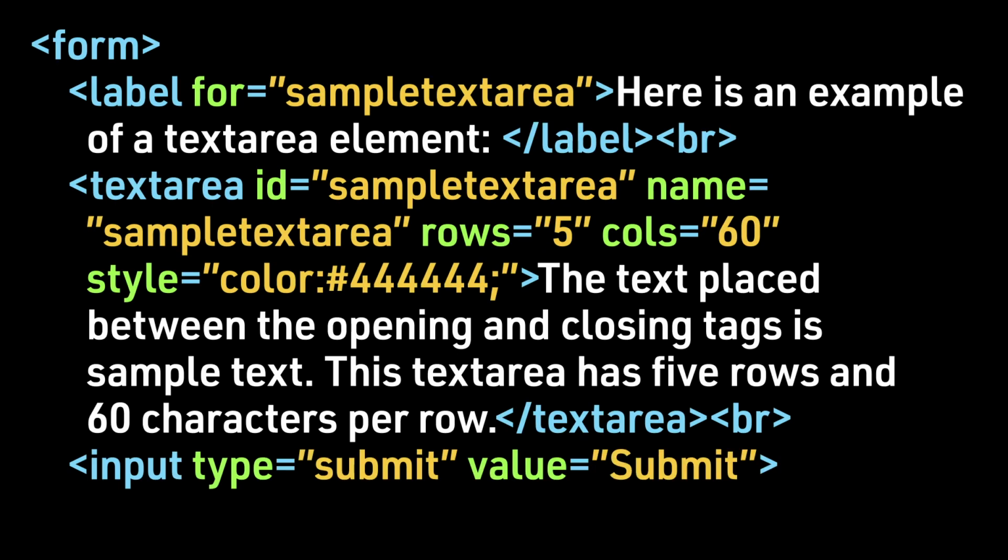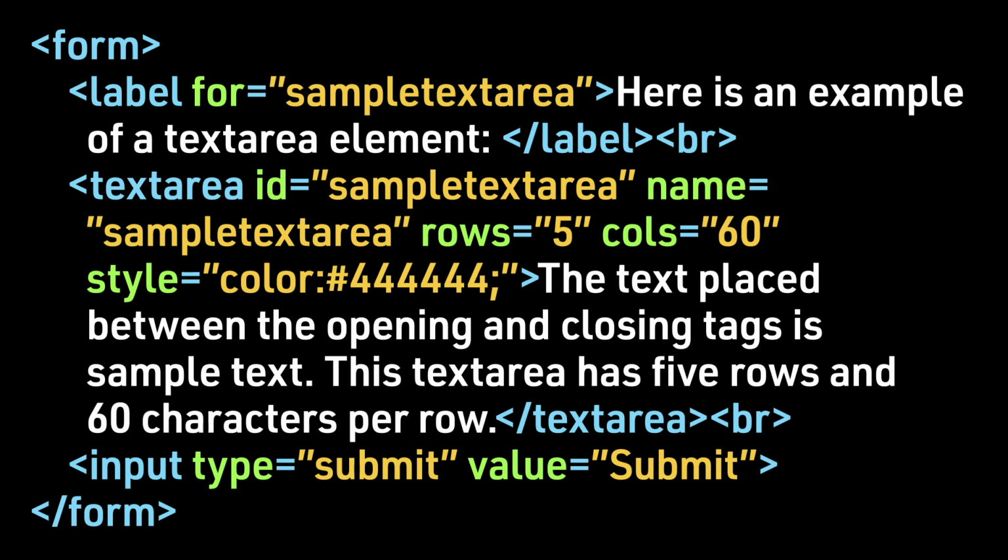Form opening tag, label opening tag, for attribute equals sample text area in quotation marks. Here is an example of a text area element. Label closing tag, line break. Text area opening tag, ID attribute equals sample text area in quotation marks. Name attribute equals sample text area in quotation marks. Rows attribute equals 5 in quotation marks. Cols attribute equals 60 in quotation marks.